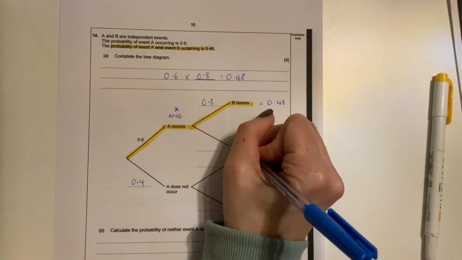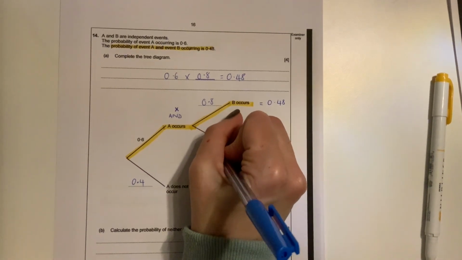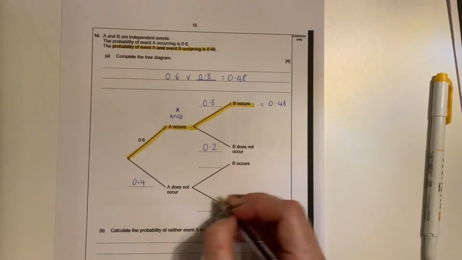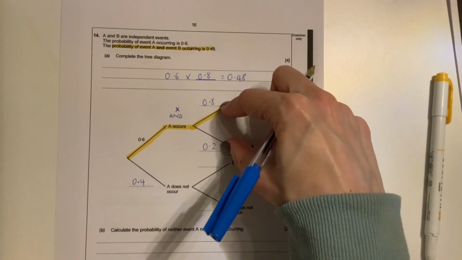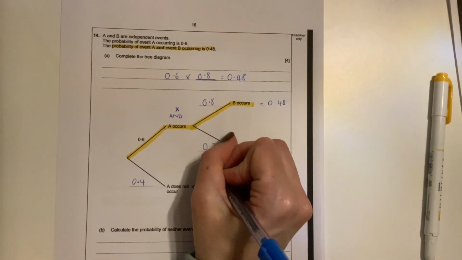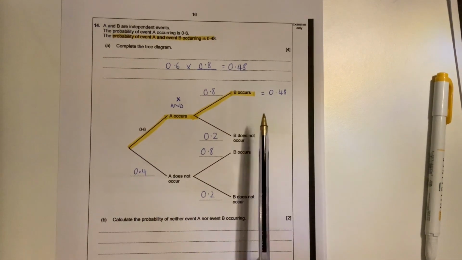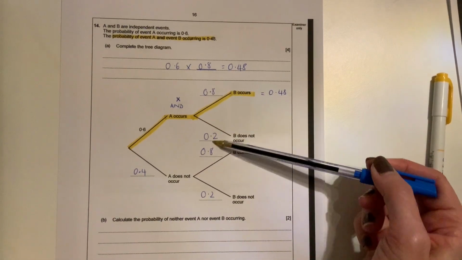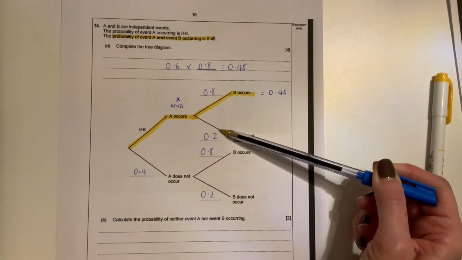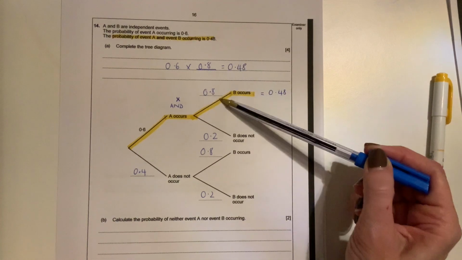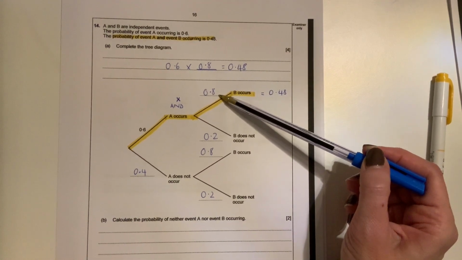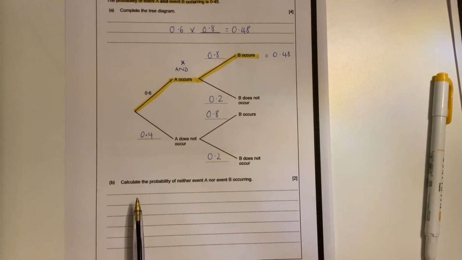So the probability of it not happening is 0.2. This one here is exactly the same as the top one. So this is 0.8 and this is also 0.2. Make sure you really read the question carefully because you don't get anything, even if you make sure your two branches add up to 1 here, they won't give you any marks if you've just put 0.48 there. Okay?